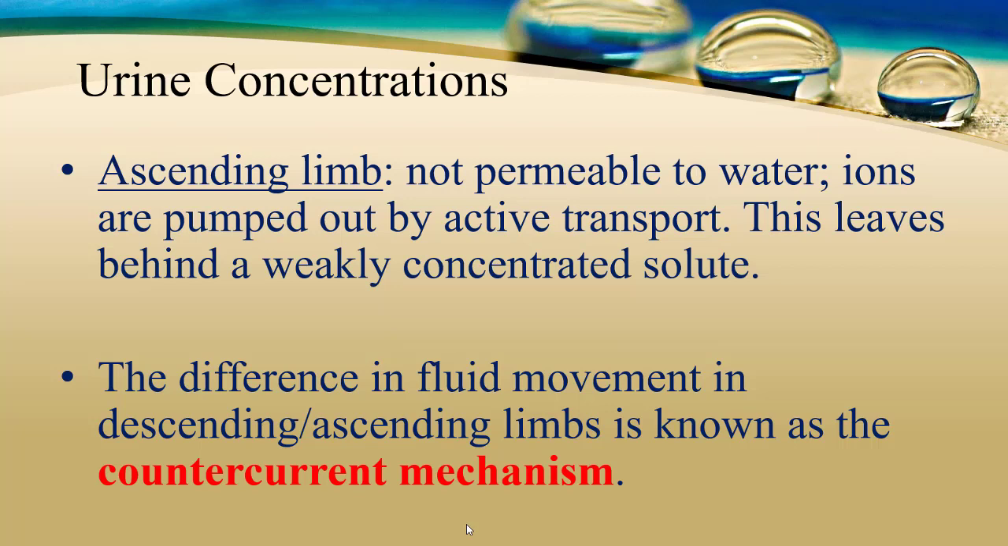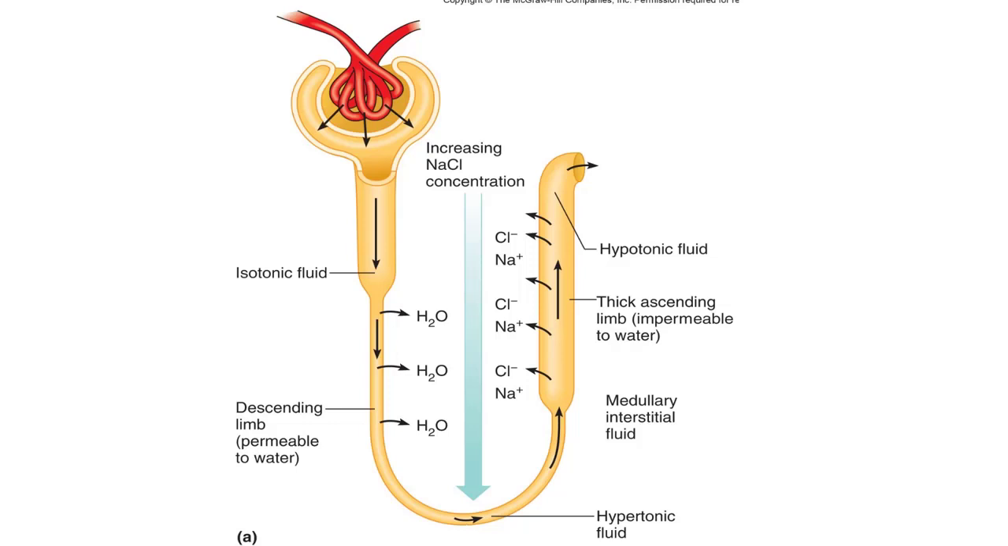Now the ascending limb is not permeable to water, and ions have to be pumped out by active transport. So this will leave a very weakly concentrated solute. So going back quickly to this image, by the time we get to here, we have hardly any water and a highly concentrated material here. As it travels up the ascending limb, ions get pumped out of the ascending limb through active transport. That will leave a very weakly concentrated material when we get to this point.